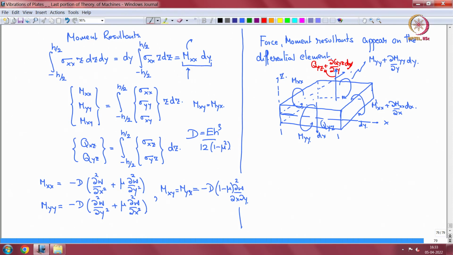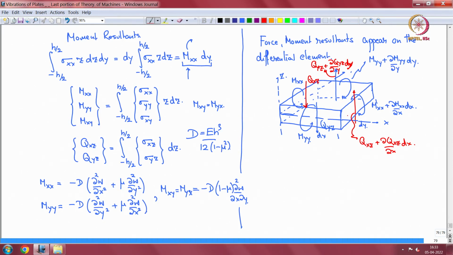Then on the other faces we have QXZ, and here the incremented shear force resultant, which is QXZ plus del QXZ by del X dx. Now what is left is the shear moment resultants.